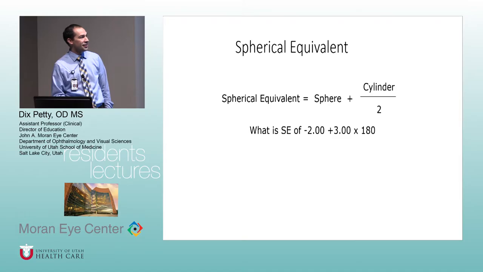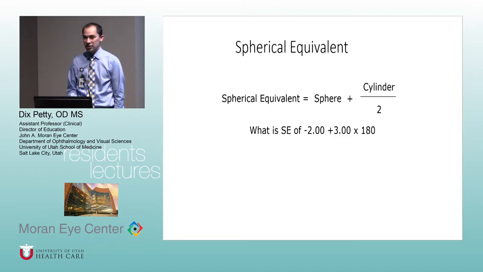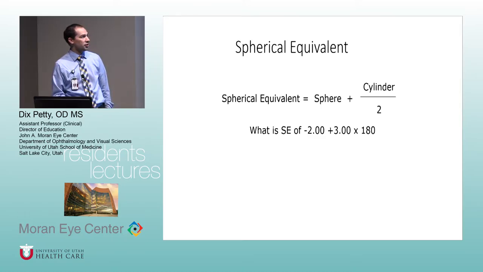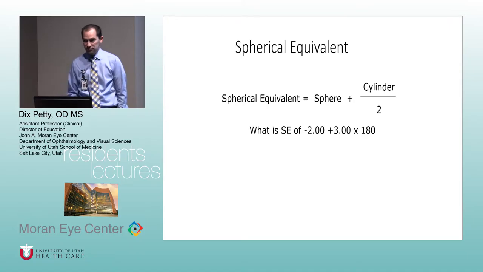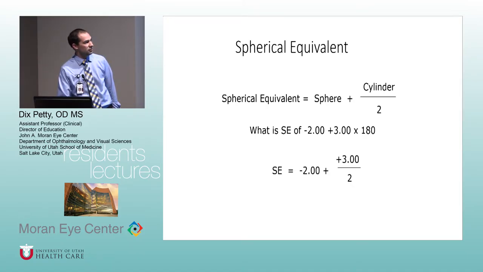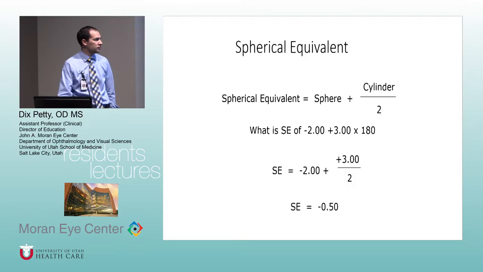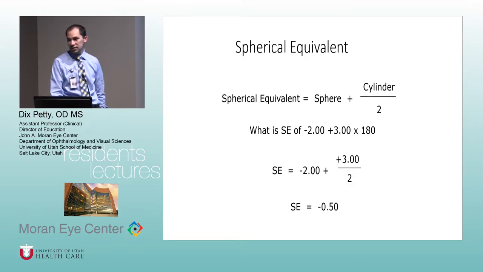So in this case, we have a plus cylinder prescription here, refraction. So what would our spherical equivalent be in this case? So you have minus two plus 150, minus a half, exactly. So pretty easy, but when you get into the higher cylinders, you might actually have to pull out a calculator sometimes.